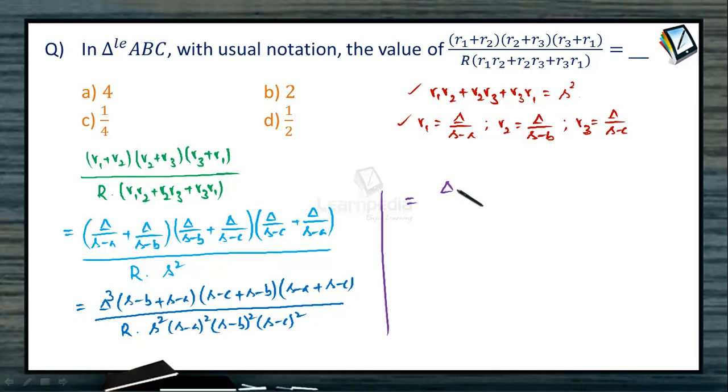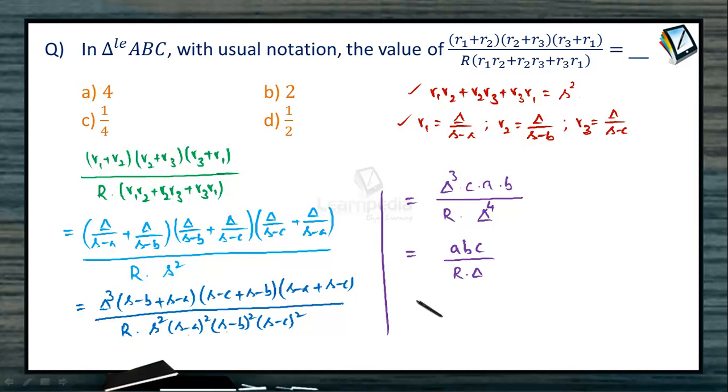Now delta cube into, look at the first term, this is 2S minus B minus A, so that value is C. Similarly 2S minus C minus B is nothing but A. 2S minus A minus C is nothing but B, by R into S square into (S minus A) whole square into (S minus B) whole square into (S minus C) whole square. Yes, the value is delta to the power of 4, right? Now cancelling the common factors in both numerator and denominator, we are left with ABC by R into delta.